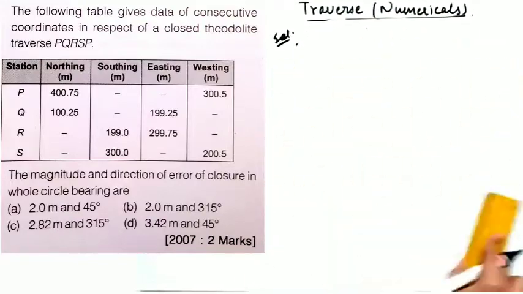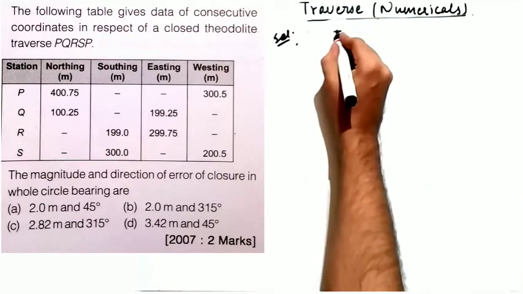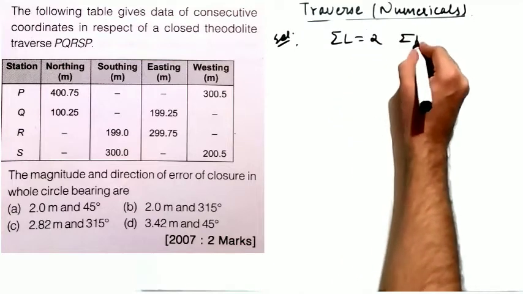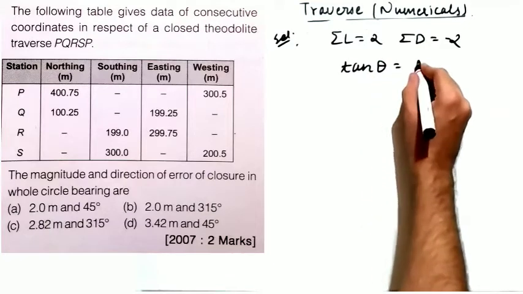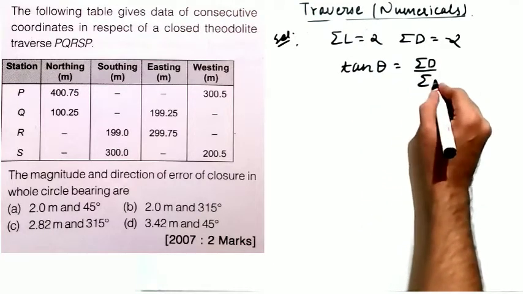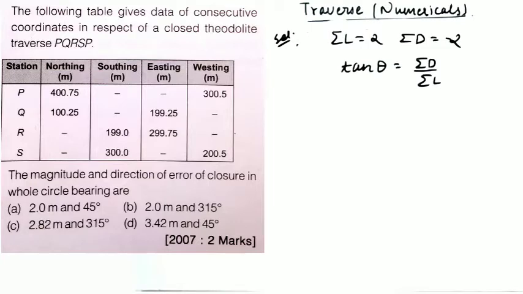You know sigma L is coming out 2 and sigma D is coming out as minus 2. Now how to calculate the direction, that is theta? It is sigma D divided by sigma L. Now I am going to tell you a trick to solve the direction of error. There will be options that will definitely confuse you in terms of direction of error. You can easily calculate the magnitude of closure error. There will be no problem in calculating that, but the direction will always leave you in a situation where you will be unable to judge whether the answer is this or that.